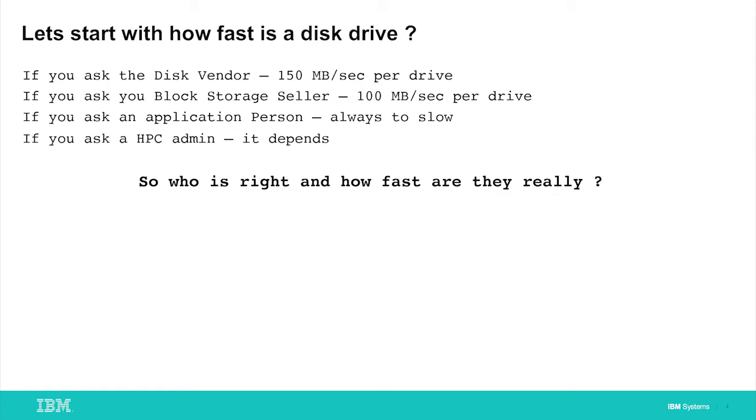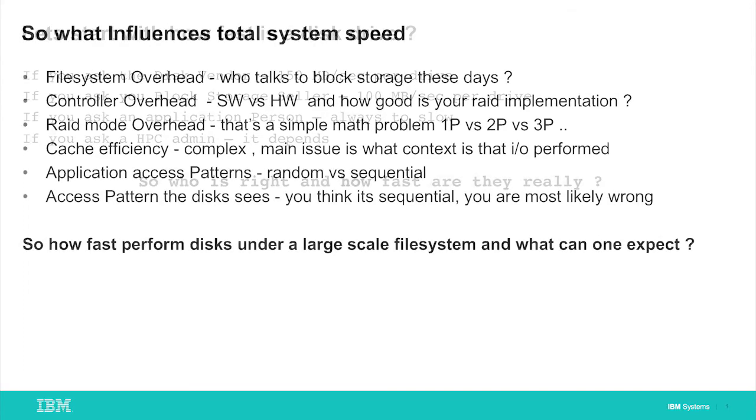So who is right and how fast are they really? That is a question that we always ask ourselves as well, and try to figure out how we can push the boundaries higher and higher to get more and more to these numbers that you see on the very first top. So the first thing is to ask the question, okay, what actually influences the total system speed?